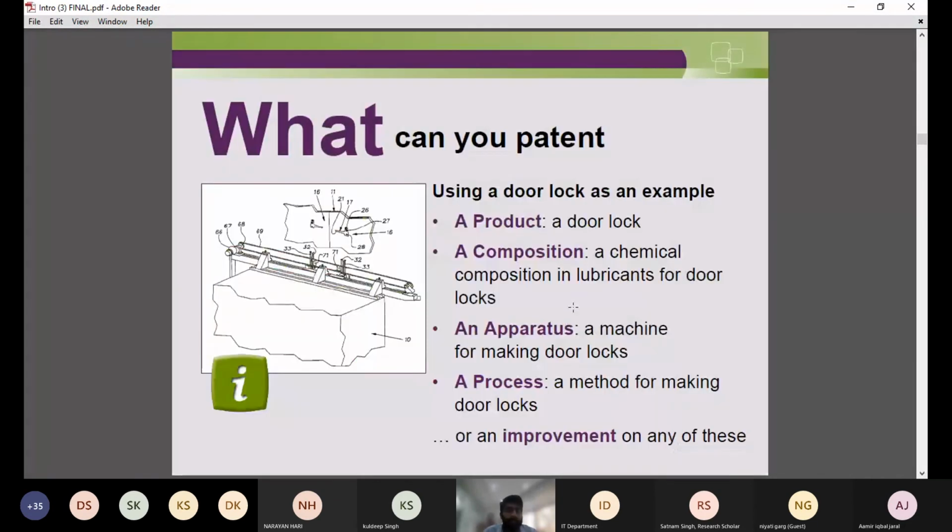Now, what can you patent? So this is a basic example of a door lock. Door locks we all must have seen in our homes, right? But have we tried to find any problem in the existing door locks? So this person has found a problem that after a certain period of time there is a lot of wear and tear on the locks, right? It gets worn out, and we have to change it either partially or completely.